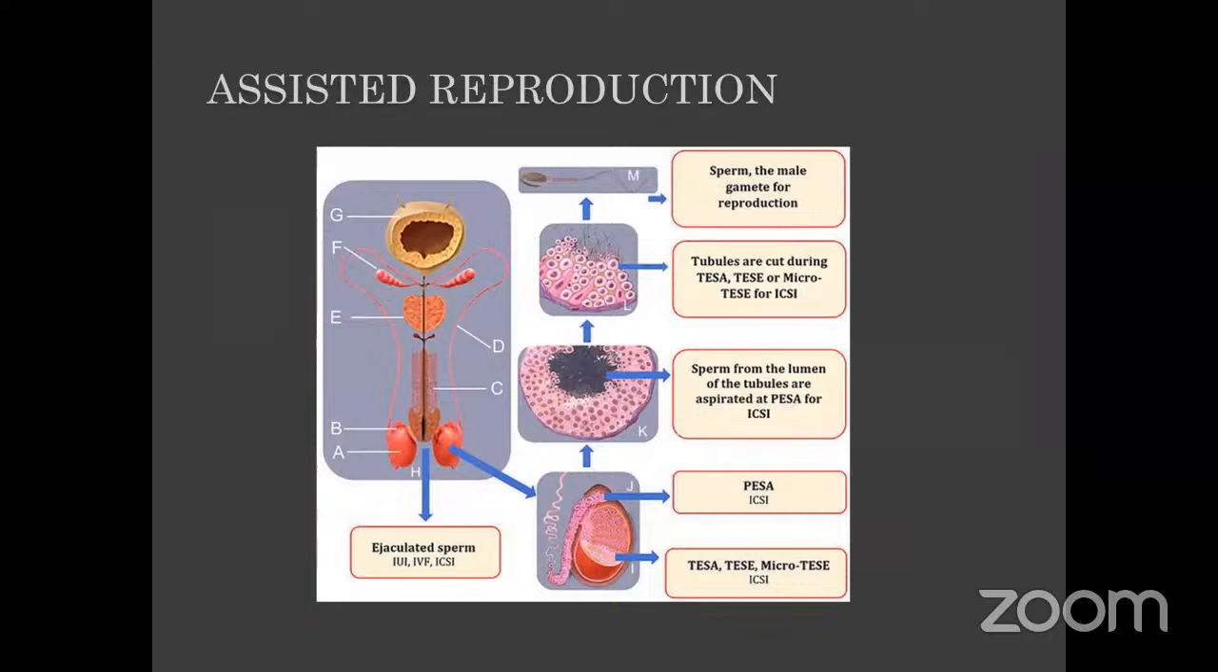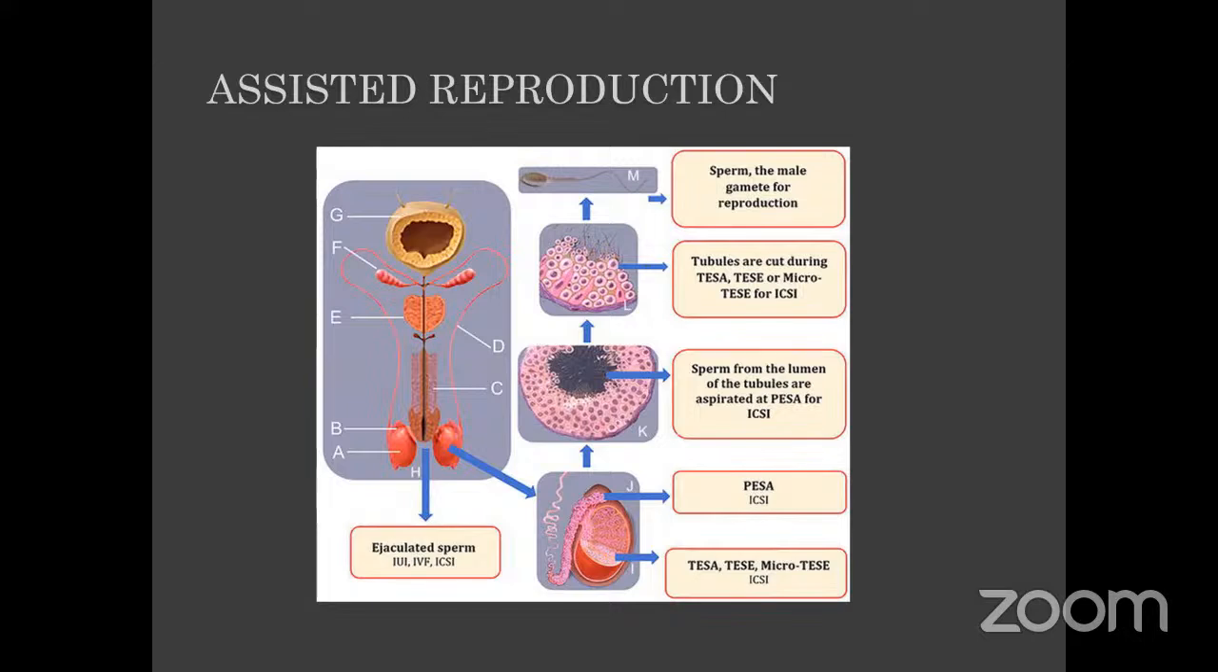Now, what are the options for couples where the sperm count is even lesser, less than 1 million, or it is completely absent, which is called azoospermia? Here, we have to go for surgical methods of sperm retrieval, where we can take sperms from the tubules in a procedure called TESA, TESE, or micro-TESE. We can take it from the epididymis in a procedure called PESA. Both of these are done by the andrologist.